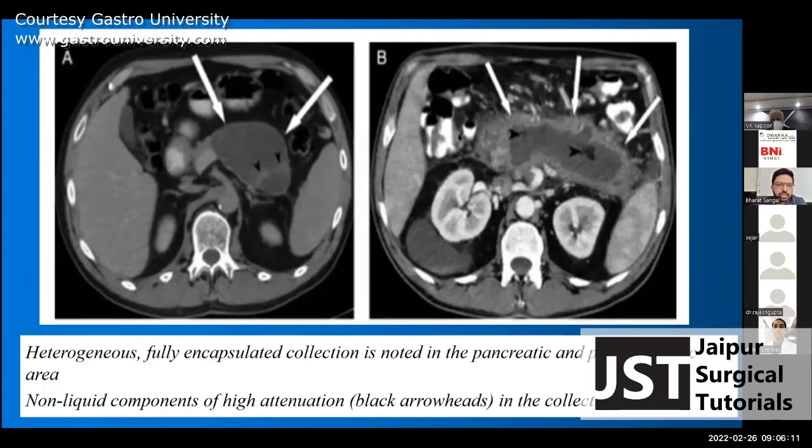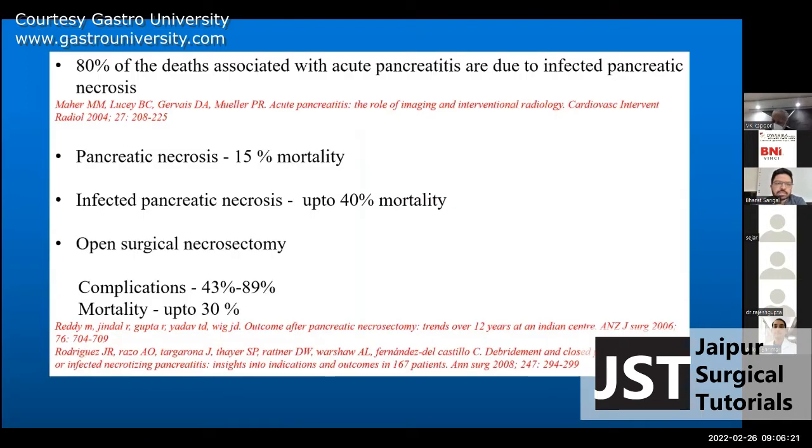Now, this is a CT scan showing a collection which is heterogeneous, fully encapsulated in the pancreatic and peripancreatic area. Data suggests that 80% of the deaths associated with acute pancreatitis are due to infected pancreatic necrosis. When pancreatic necrosis is present, there is a 15% mortality. As per the CTSI grading, above 30% the mortality increases further, and if it is more than 50%, mortality reaches up to 60 to 70%. In infected pancreatic necrosis, mortality increases up to 40%.